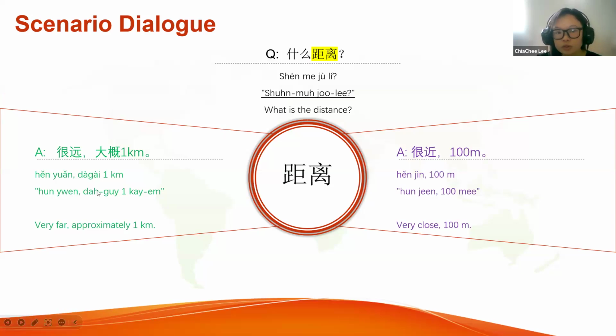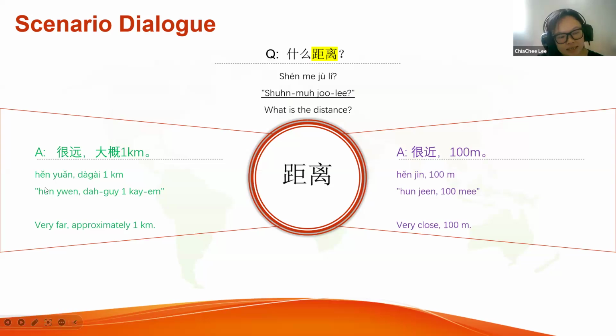很远. Then you also want to check the measurement how far it is. So 大概 both are in fourth tone. Approximately 大概 is 大 and then guy will be like hi guy by fourth tone. 大概. We can just say 大概 1 km. It's a universal measurement unit, so it's understandable. No need to purposely translate.